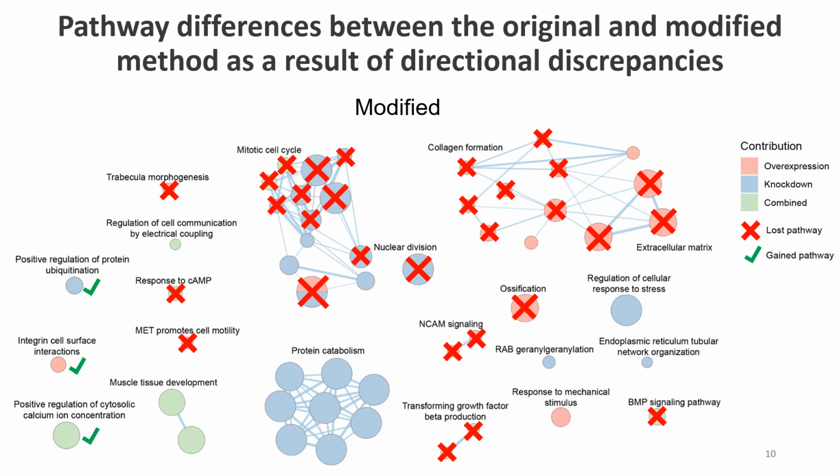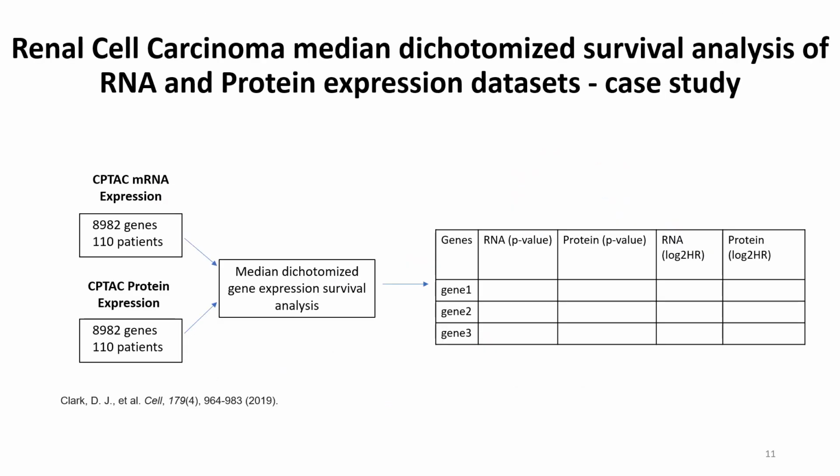ubiquitination, amongst others. We performed another case study on the renal cell carcinoma cohort from Clark and others, deposited in CPTAC. So we performed median dichotomized survival analysis using both RNA and protein data separately. Afterwards, p-values and log2 hazard ratios were acquired, serving as a proxy for directionality between these datasets. And we expect RNA and protein to have the same direction.